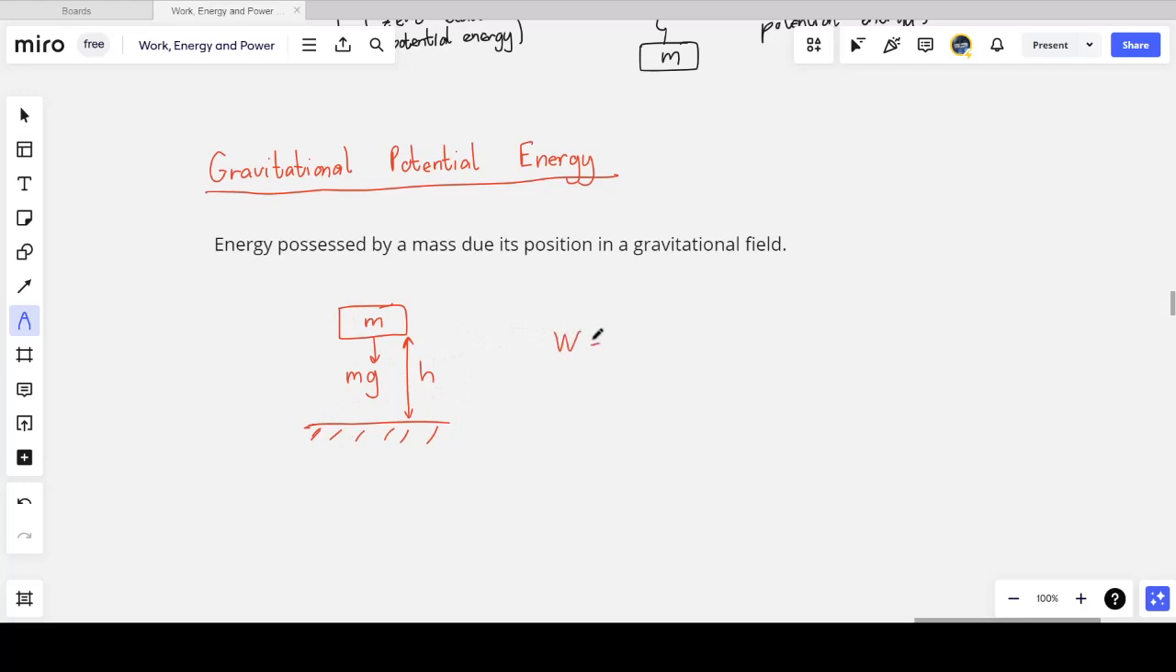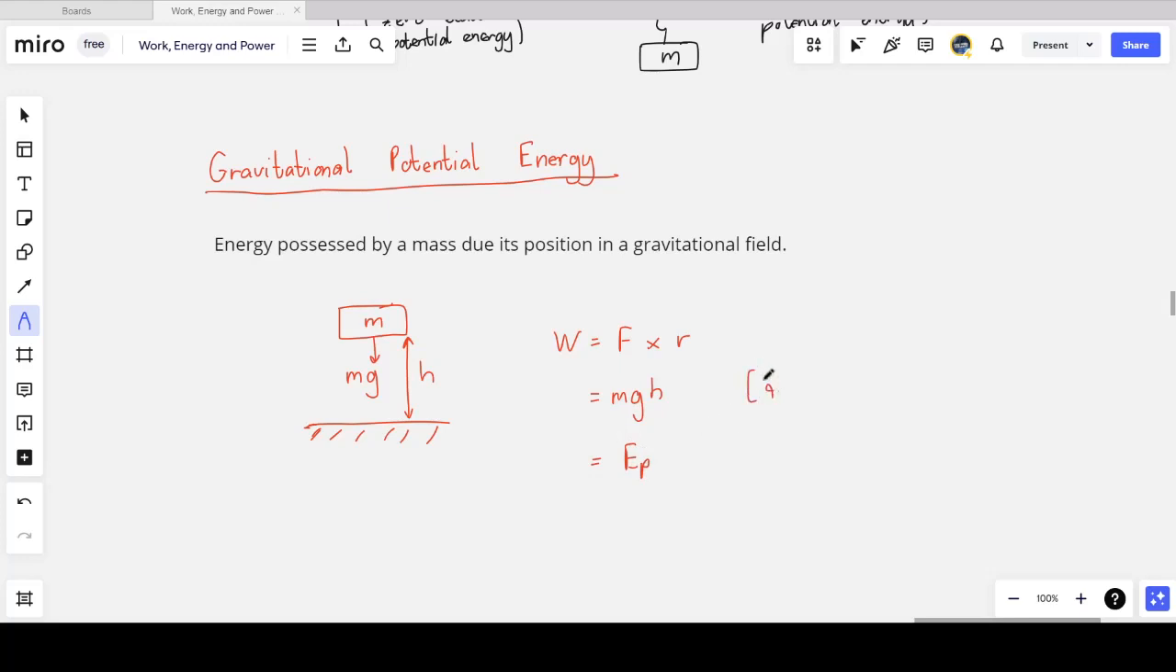And so the work done to maybe raise this block to this height is the force multiplied by the distance. And the force that I would need to raise this block to the height h would be the same as its weight, mg. And the distance that I moved it is the distance h. So the work done to move the block to a distance h is mgh. And the work done is the amount of potential energy that it gains. So it gains a potential energy of mgh.